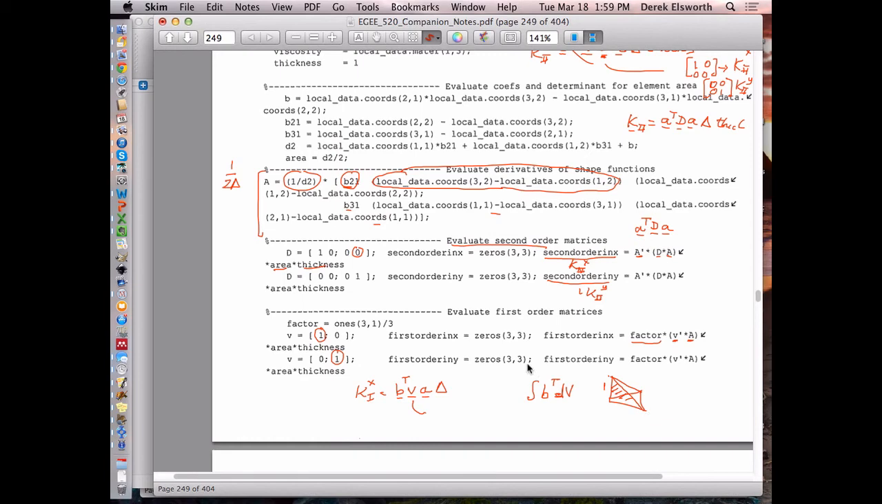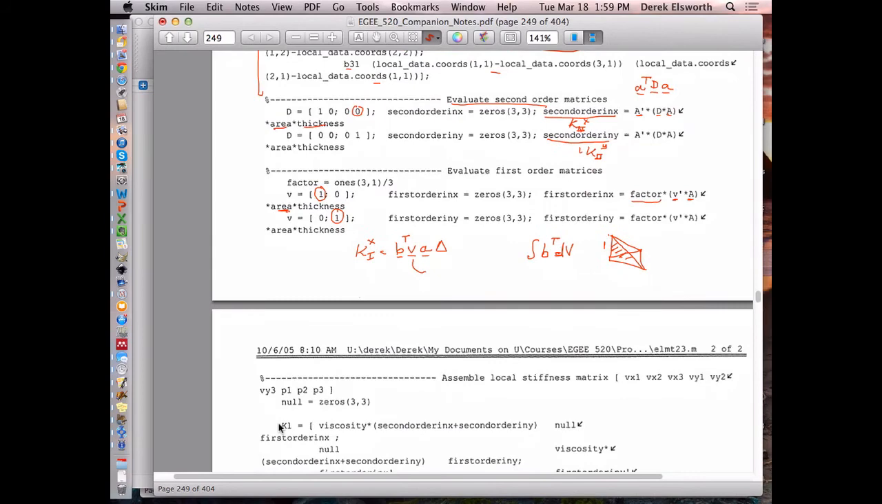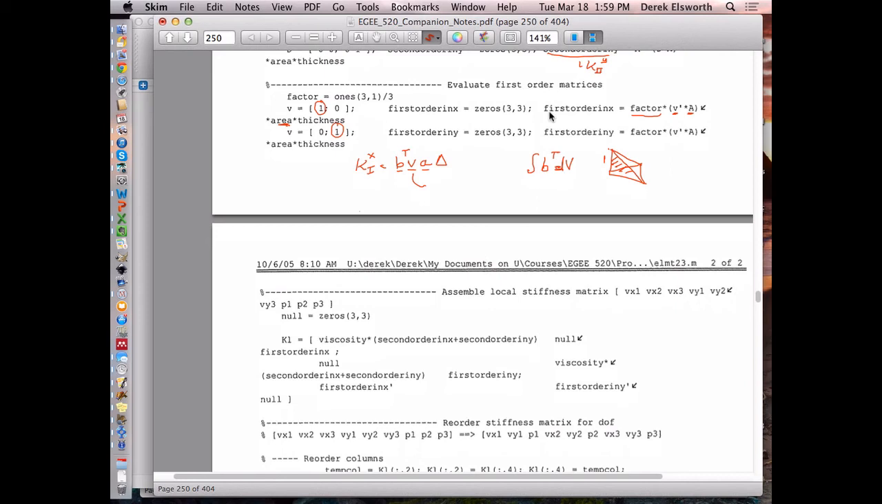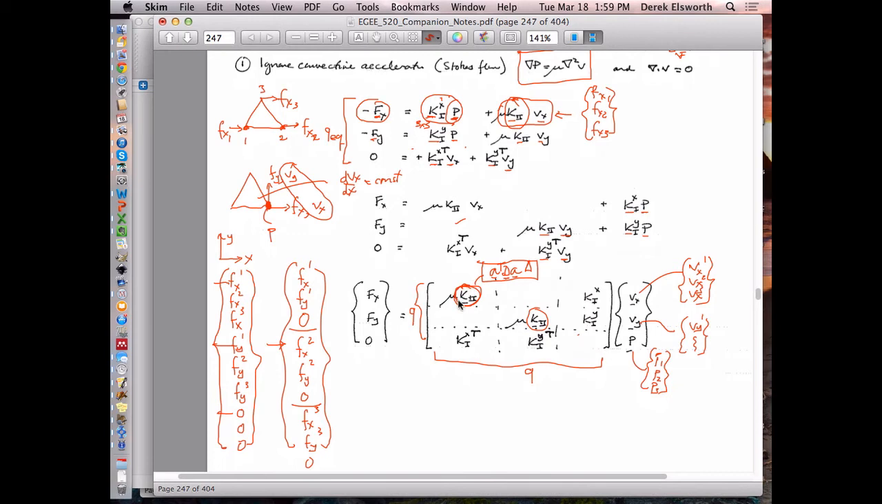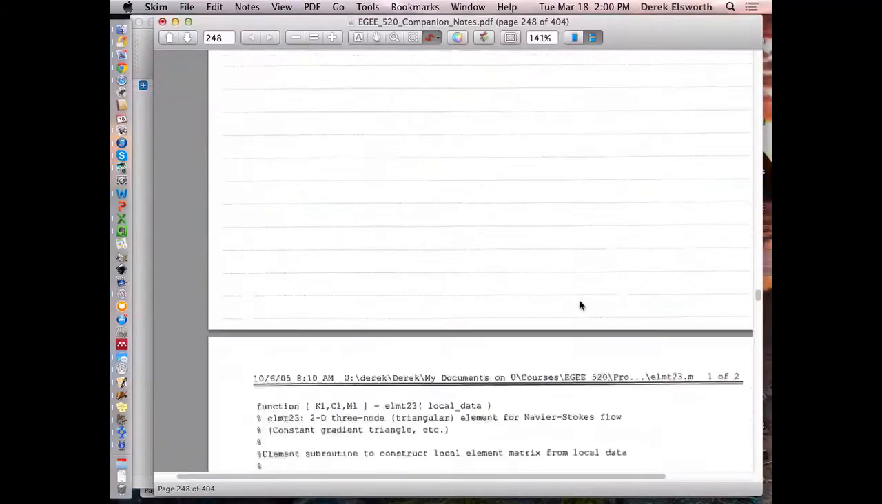And so maybe I'm going through this in too much detail, but the bottom line is that we end up now with these first order matrices, which we call first order in X and first order in Y. And then we put together the conductance matrix, which is now going to be, if we just scoot back up here, it's going to be this. It's this component here multiplied by viscosity, a 3x3 null term here, and a 3x3 term, which is the first order derivatives multiplied in the x direction. And so let's see if we have that. Viscosity times the second order matrix, a null matrix, and the first order matrix.